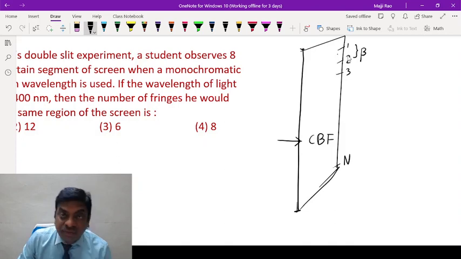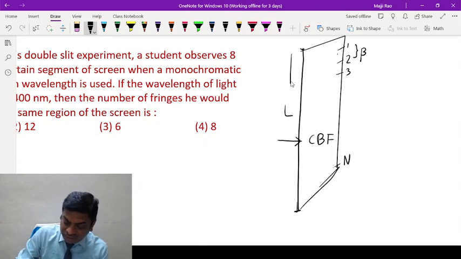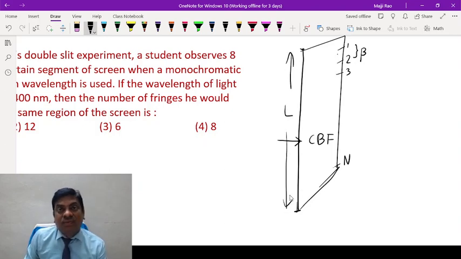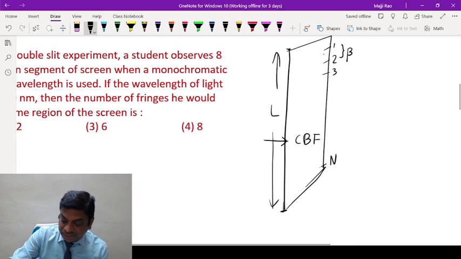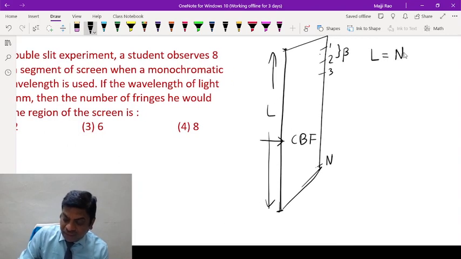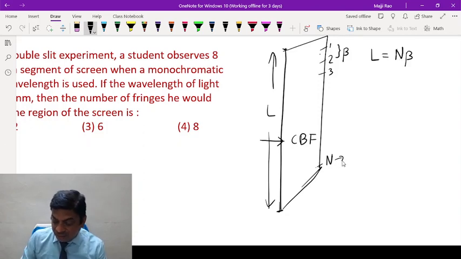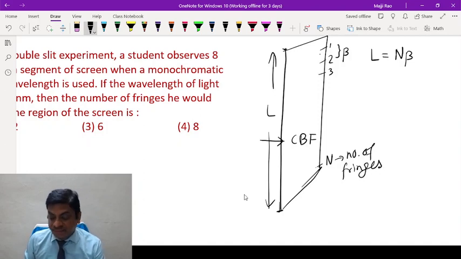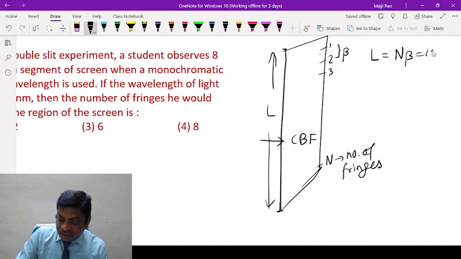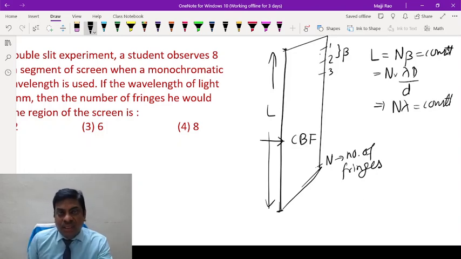Okay, let the width of each fringe be beta. So the entire length of the screen over which the fringes are present can be written as n times beta, where n is the number of fringes appearing on the screen. So this length is constant. Now beta is lambda D by d, which implies n into lambda is constant, because capital D and small d have been kept undisturbed. They have not been changed.